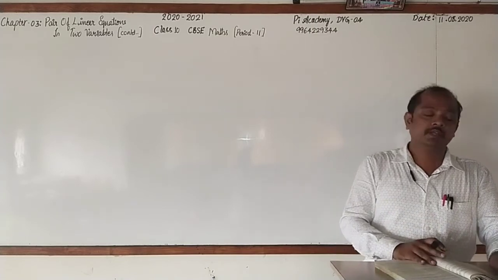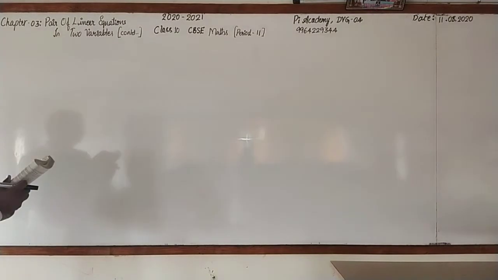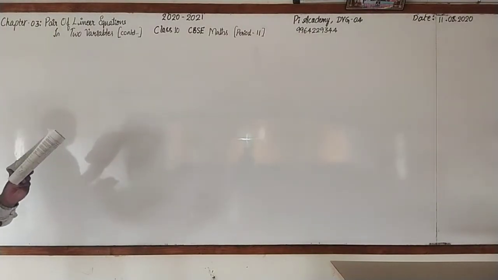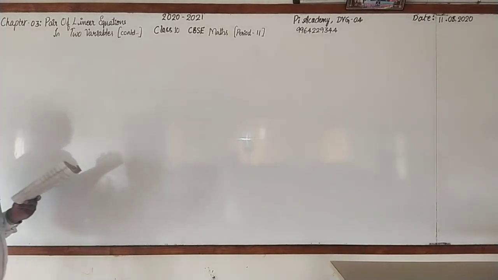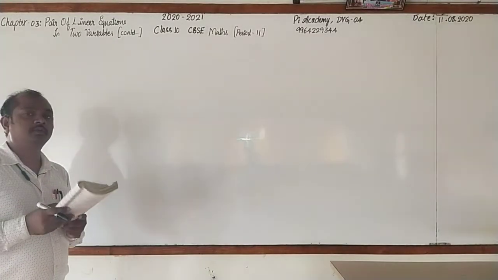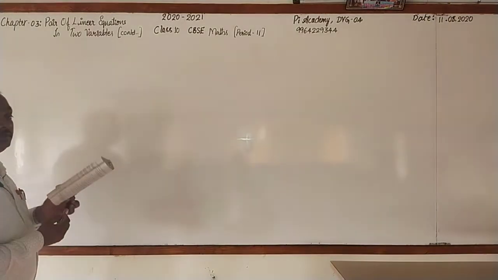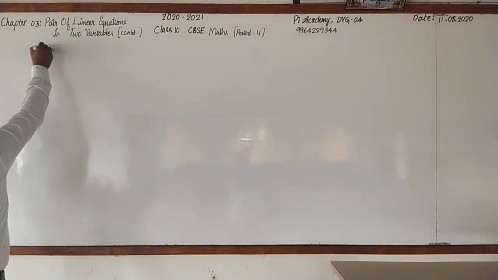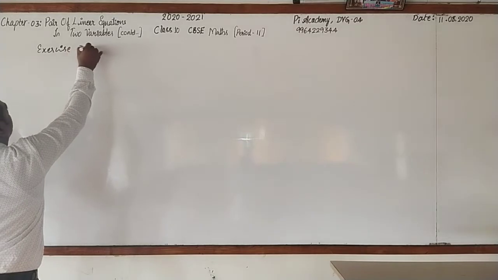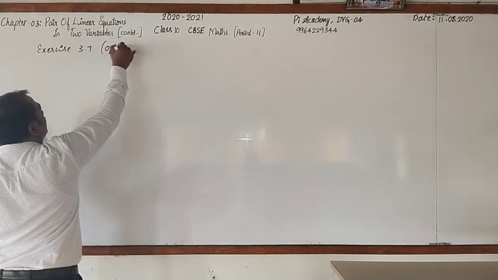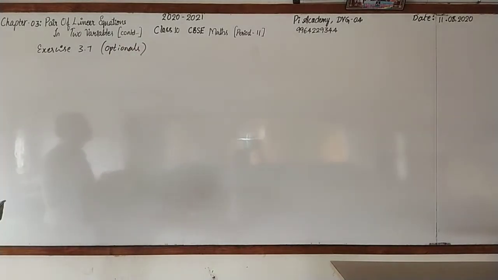Now we are moving to exercise number 3.7. In bracket they have given an asterisk and also a star. The star indicates these exercises are not from the examination point of view, but they are very important to have very good knowledge about this chapter. Hence, we will go for solving these questions also. Exercise 3.7, in bracket optionals. Let me go for writing the first question.